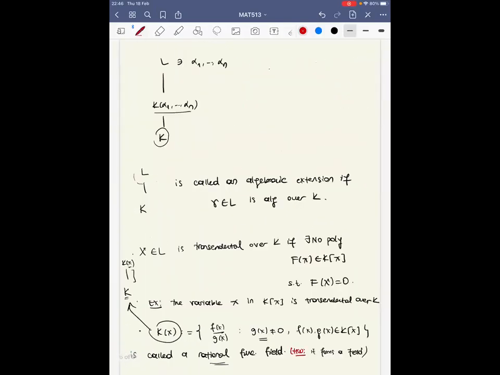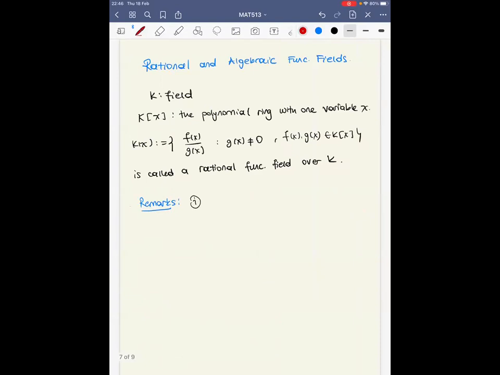Similarly, at the end of the previous video, here K denotes a field, K of x denotes the polynomial ring with one variable x. And we define a rational function field as the set that contains the fractions of polynomials with non-zero denominator. And as I mentioned in the previous video, here x denotes a transcendental element over K, so this is not algebraic.